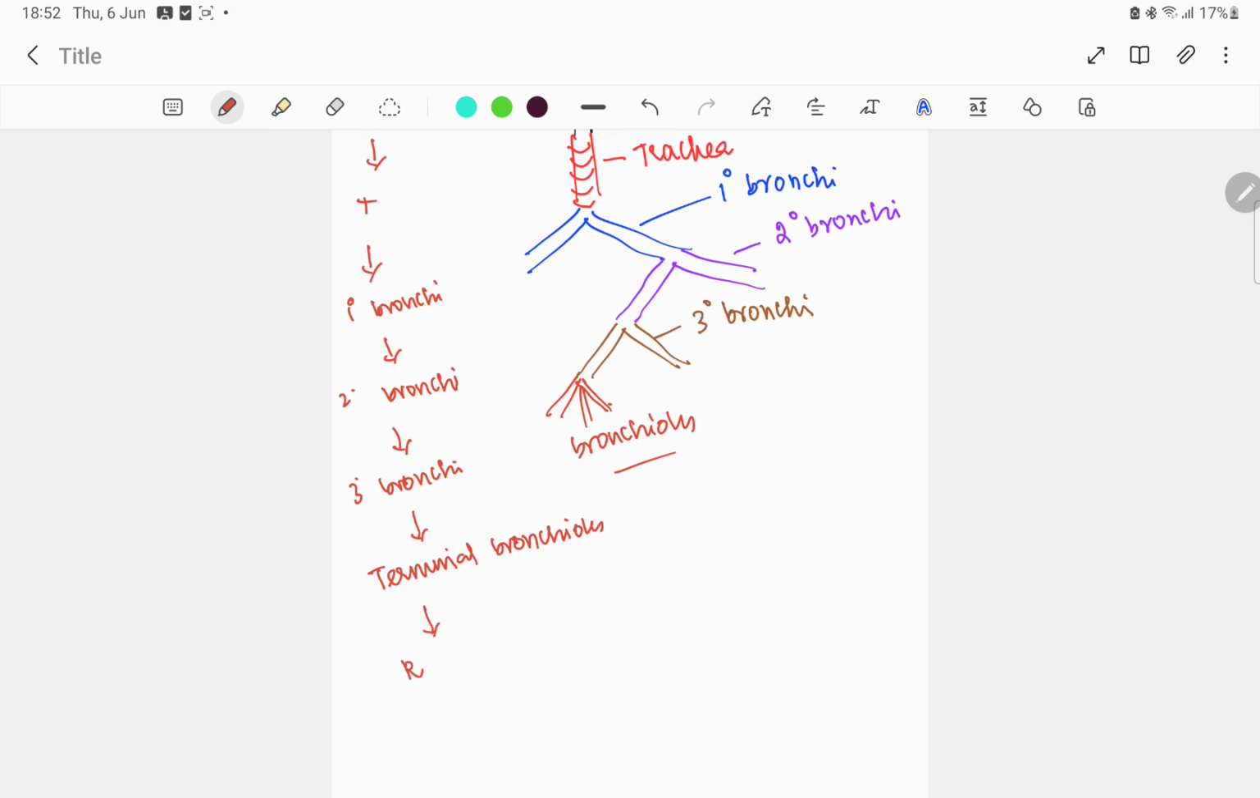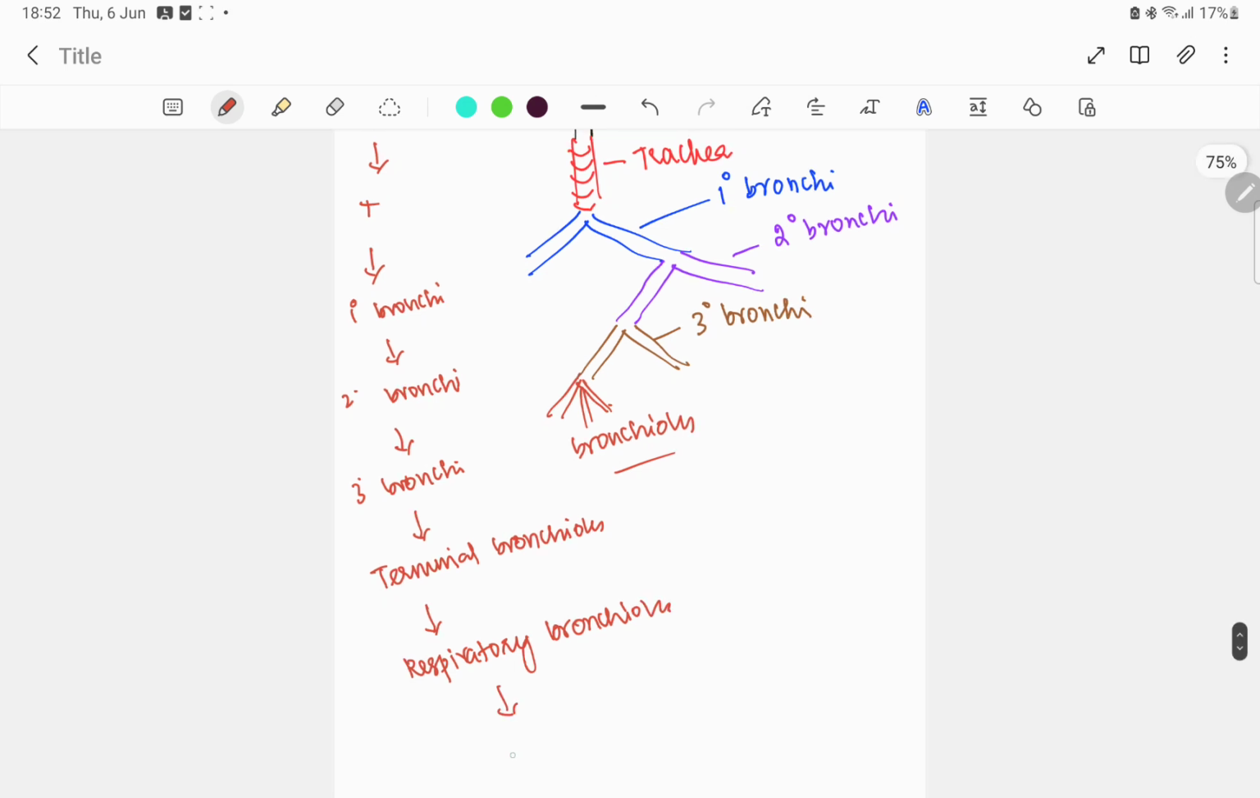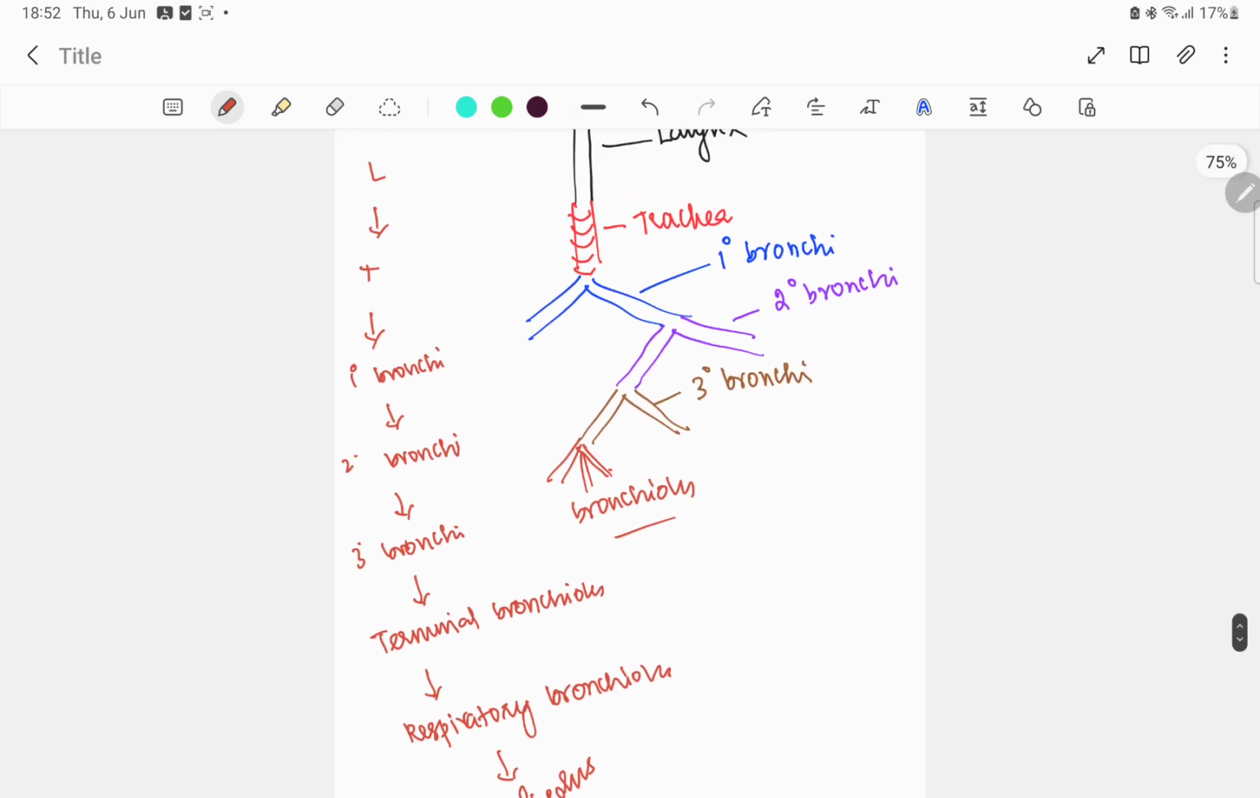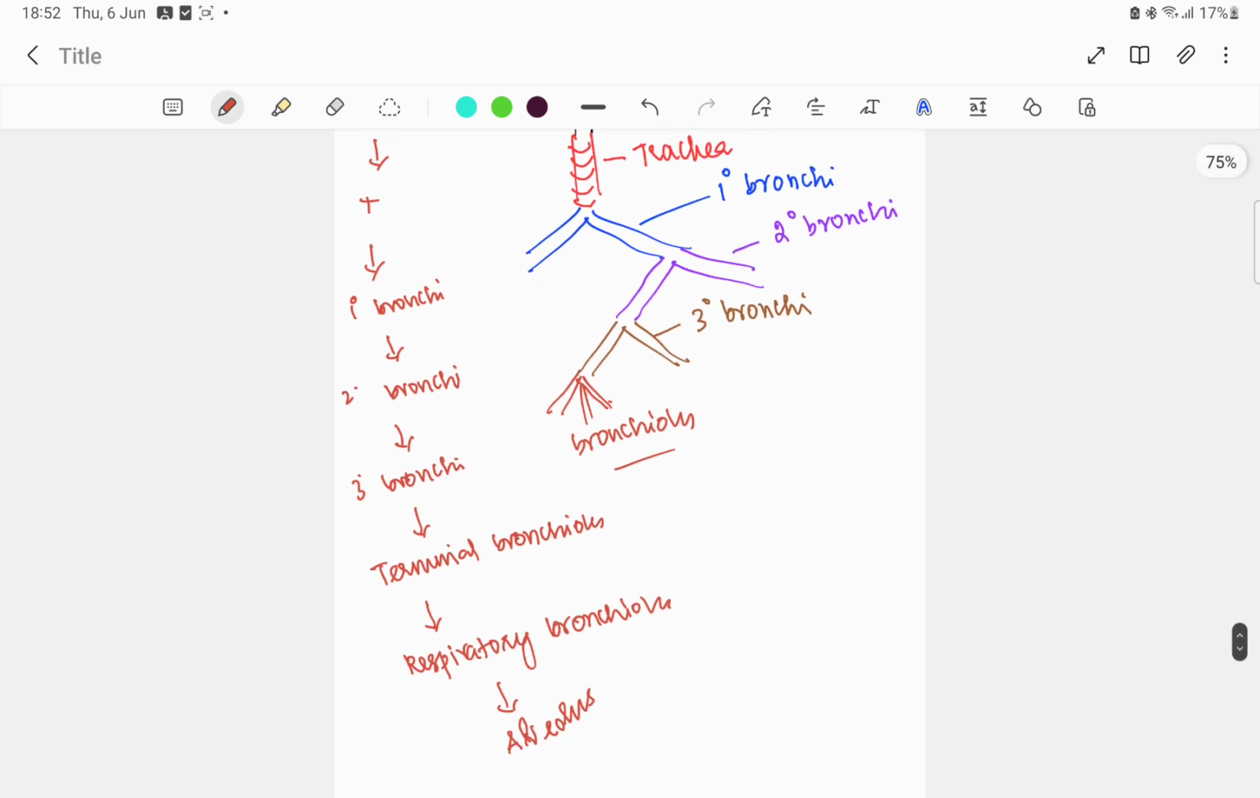then respiratory bronchioles. Why is it called respiratory bronchiole? Because gas exchange starts here. Now this respiratory bronchiole opens into alveolus, which is the structural and functional unit of lungs. So larynx, trachea, primary, secondary and tertiary bronchi, then terminal bronchiole, respiratory bronchiole, and at last the alveolus.